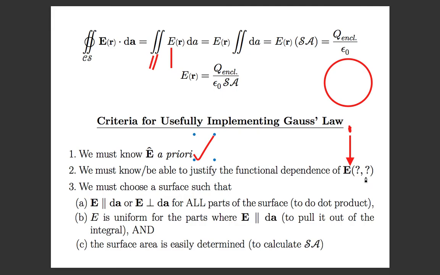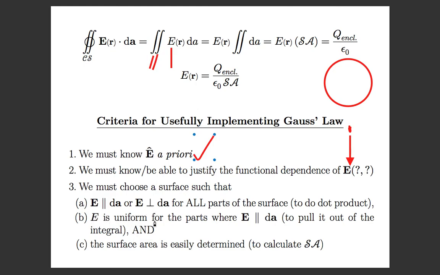E is a function of R only, and that's the variable R, not the vector R. So it's not a function of theta, not a function of phi. So what we want then is a surface such that dA is in the R hat direction for at least some of the surface, and in a perpendicular direction for any other parts.